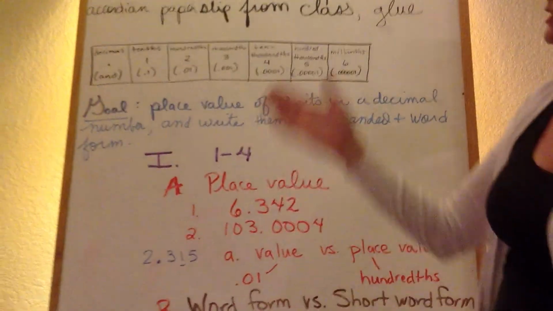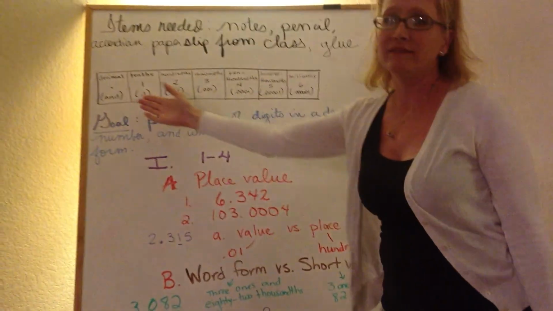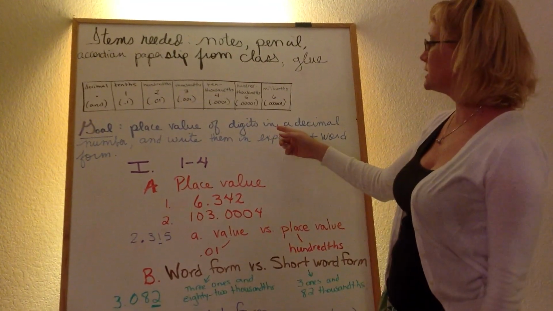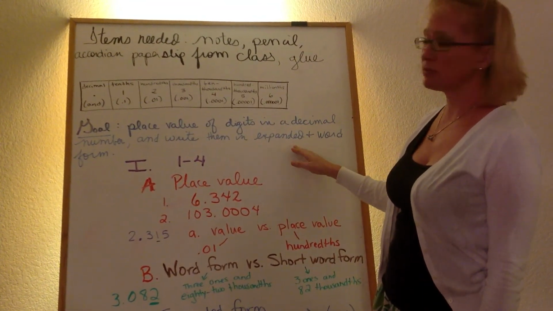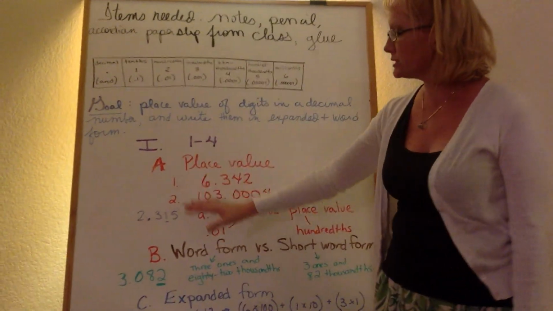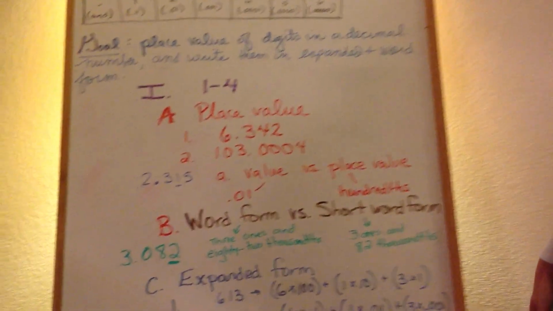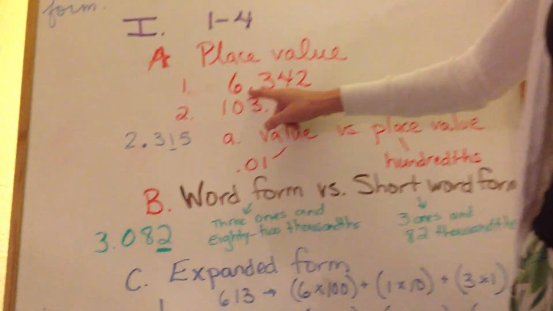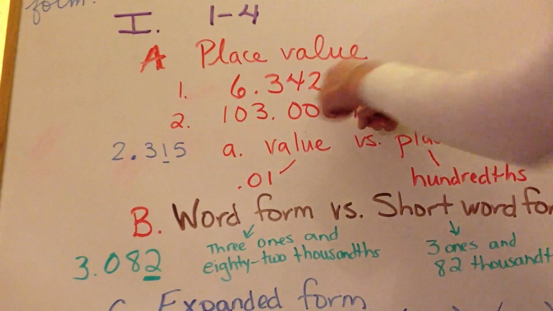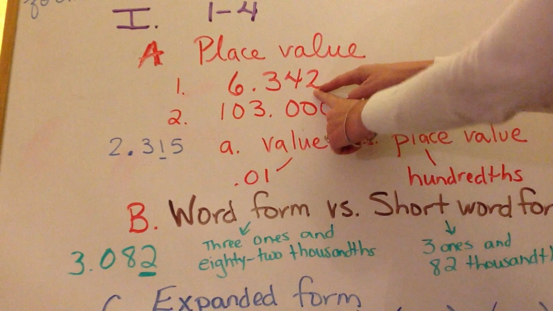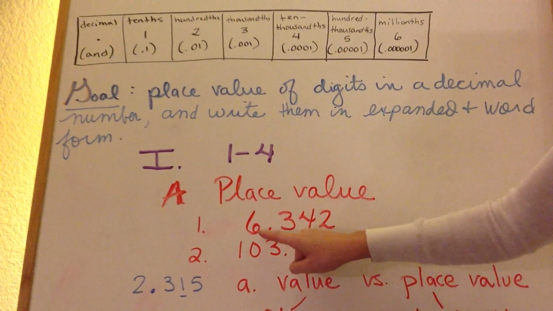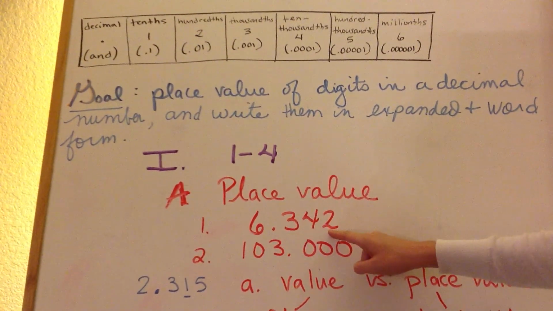Okay, so I assume you've done your accordion folder, and you have this to refer to. Our goal today for this lesson is place values of digits in a decimal number, writing them in expanded and word form. This is lesson 1-4. So first thing we're going to do is talk about place value. So this is the number 6 and then we say this whole period, 342, and then we count. 1, 2, 3. It's 3 places after the decimal. 1, 2, 3. It's the thousandths place. So this would be 6 and 342 thousandths.